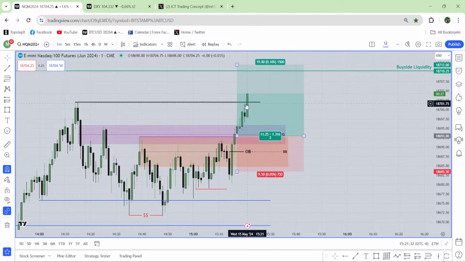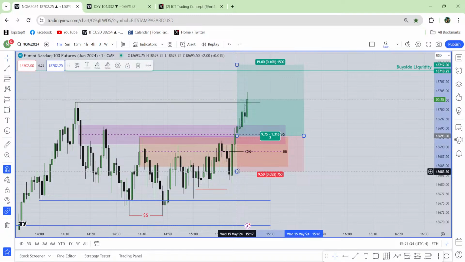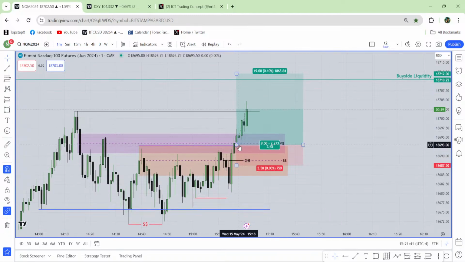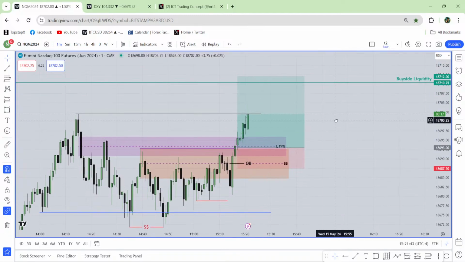Now I don't have any opportunity to take the partial, so what I will do is put my stop loss to break even. Okay, so my stop loss is now at break even. Just keep that in your mind. I just put my stop loss to break even. If it hits me and I get stopped out, I'll be stopped out at break even.